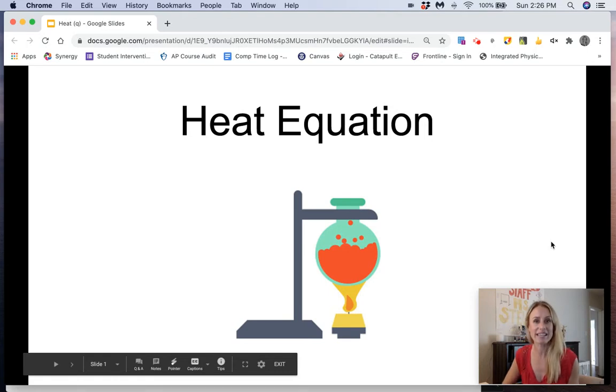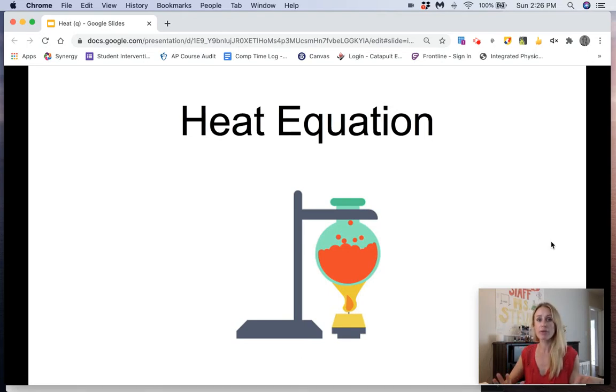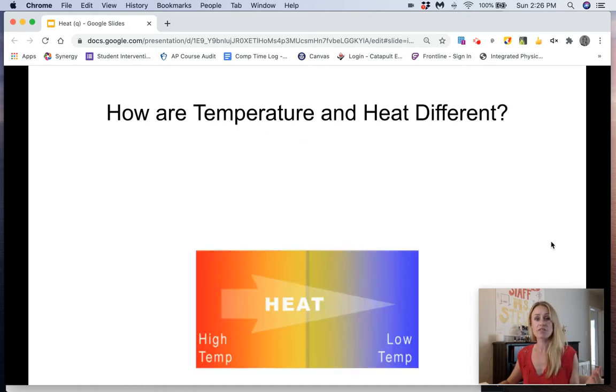Now, I want to talk about the heat equation today, but before we do that, we still have to talk about what heat actually means. And then also, I want to talk about a new variable that you probably haven't heard of before. So, we need to talk about what that is before we talk about the actual equation. So, first and foremost, let's talk about how temperature and heat are different.